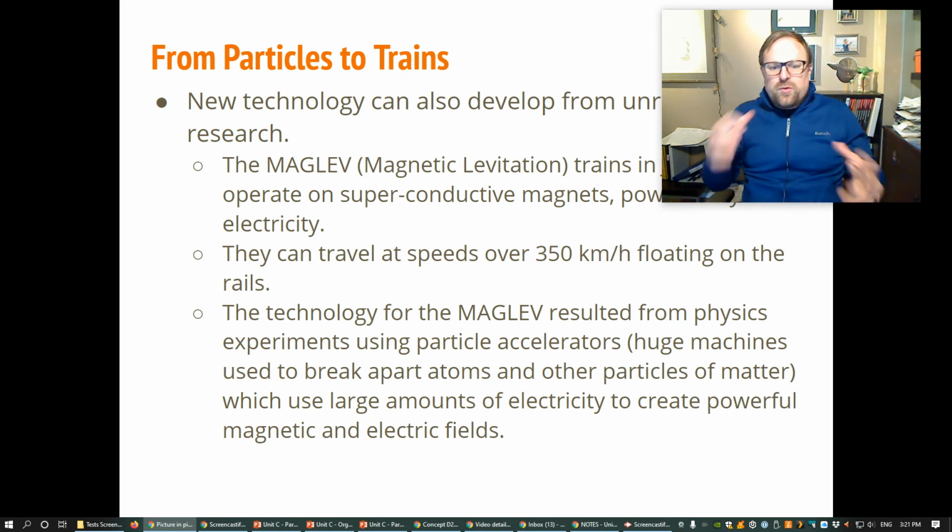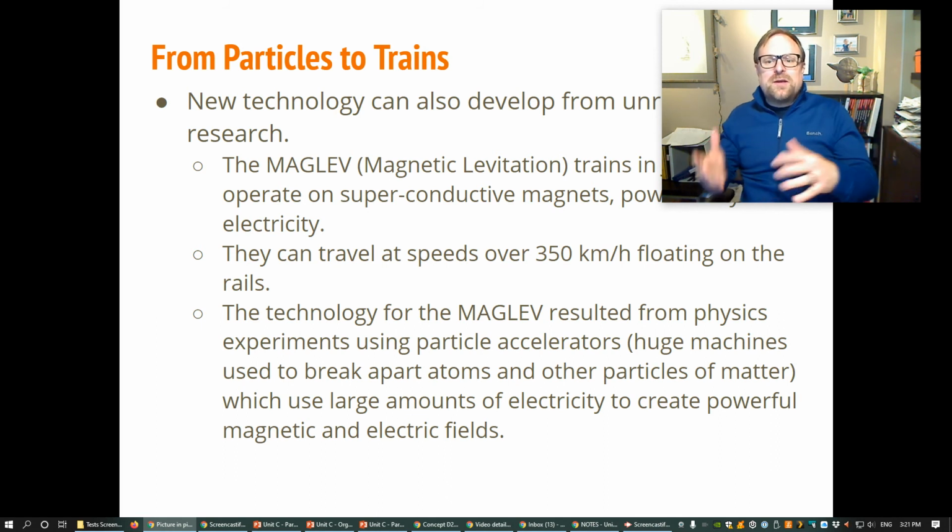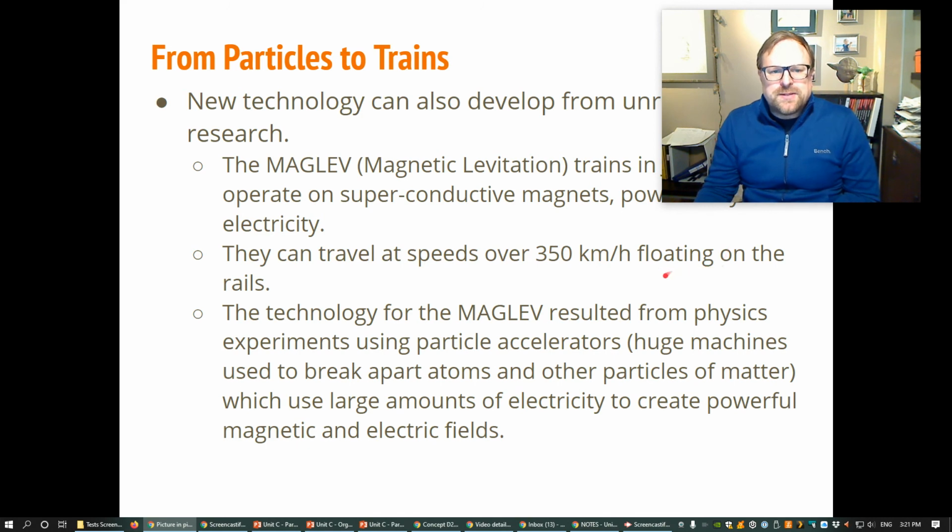And so they were able to create powerful magnetic and electric fields which interact, which cause trains to fire forward at super fast speeds. Really cool stuff. Science driving technology.